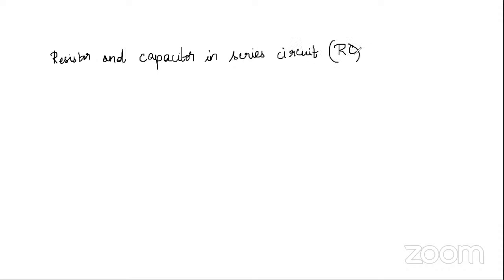So, resistor and capacitor in series circuit. That is called the RC circuit. Now I will be drawing the circuit here.